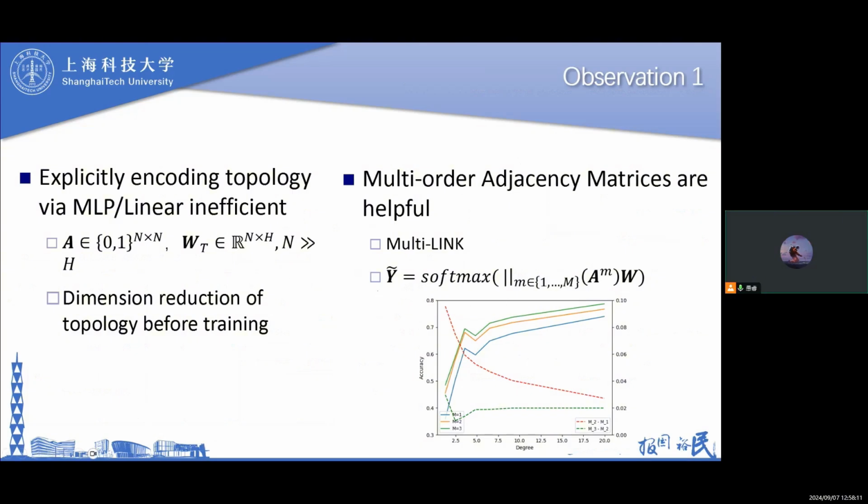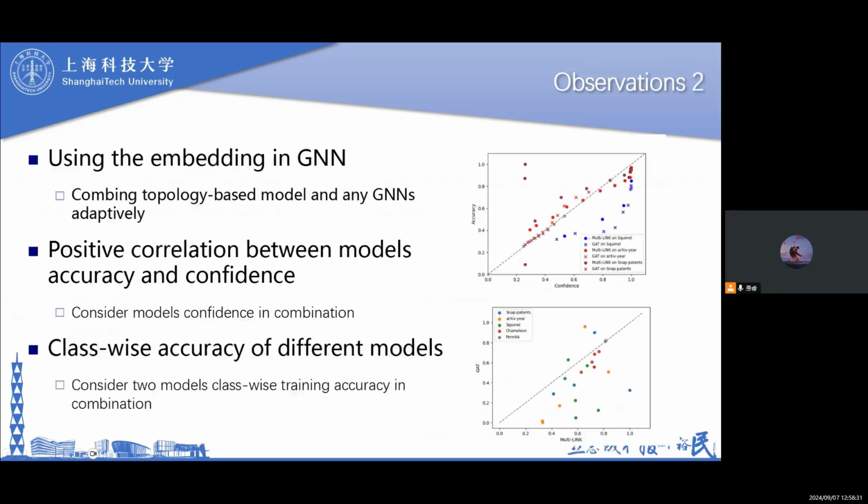We find that the model with higher order topology information achieves better performance. Based on these facts, an efficient embedding method for high order topology is needed to improve learning model performance. After getting the topology embedding, we need to integrate the topology into GNNs. More precisely, it is to combine the topology-based model with GNNs of different architectures adaptively.